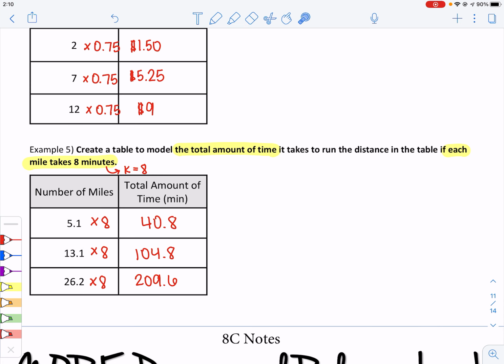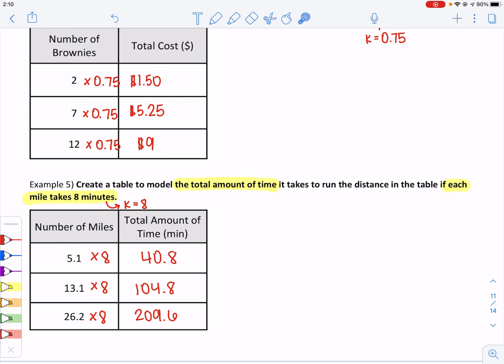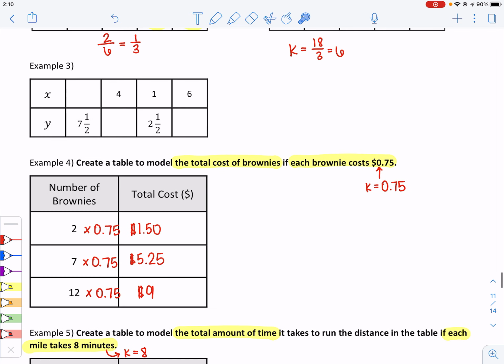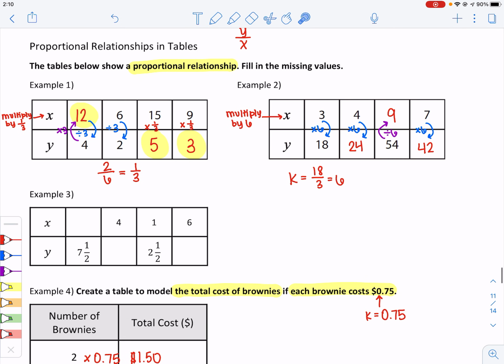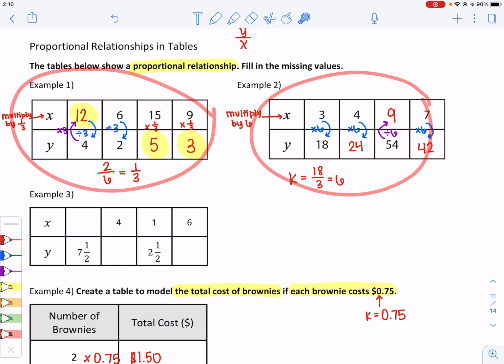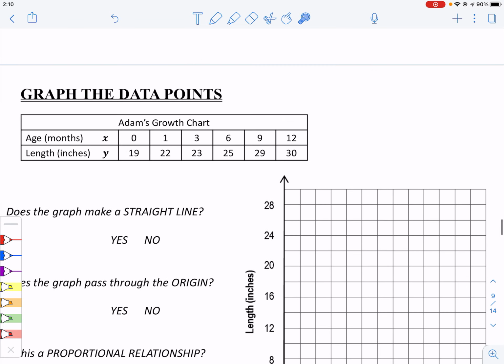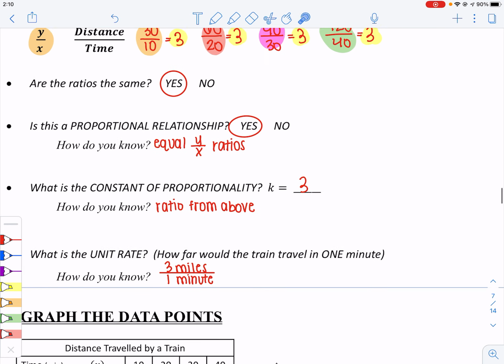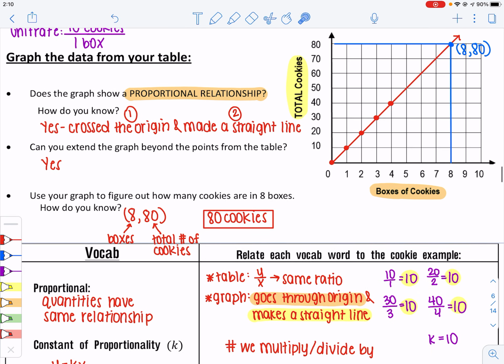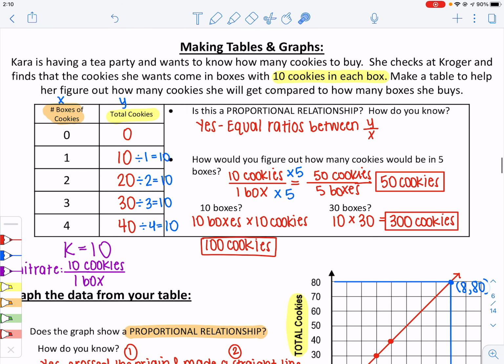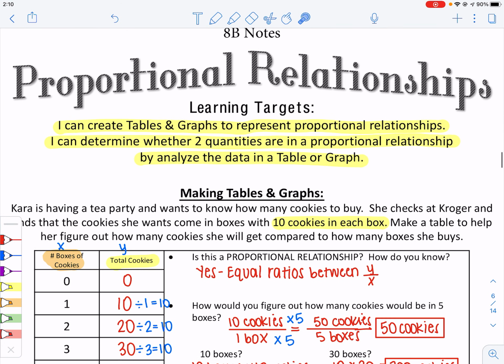All right, so we'll finish up the rest of these notes next time I see you. Today we spent a lot of time going over tables, finding missing values from tables. Feel free to refer back to these examples because you'll have some of them on your homework, so make sure you look back at these if you're stuck on any of them. And we will spend more time going over some graphs and talking about the relationship between graphs and tables next time I see you.